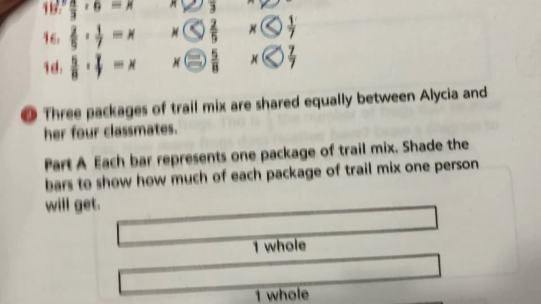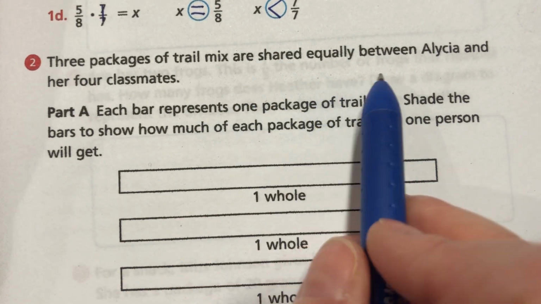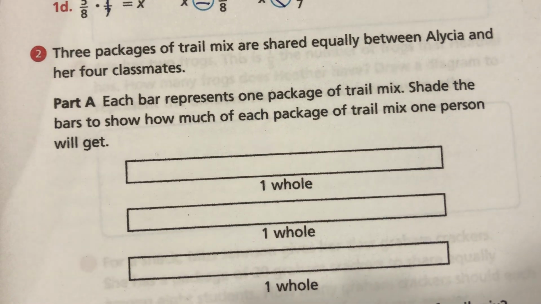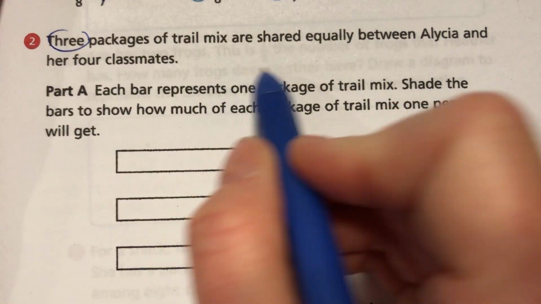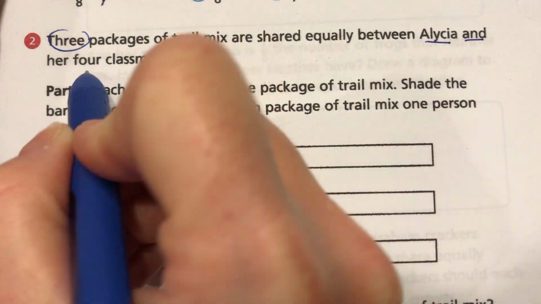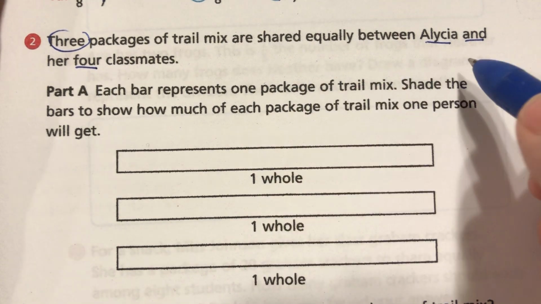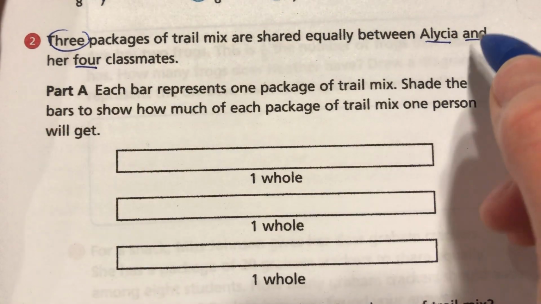9 to go. Number 2, 3 packages of trail mix are shared equally between Alicia and her 4 classmates. So 3 packages of trail mix are shared equally between Alicia and her 4 classmates. So hopefully you're noticing that it's Alicia, that's 1 person, and 4 classmates, so we're talking about 5.